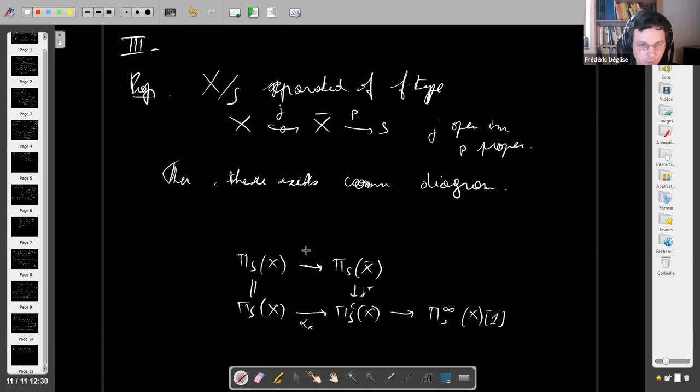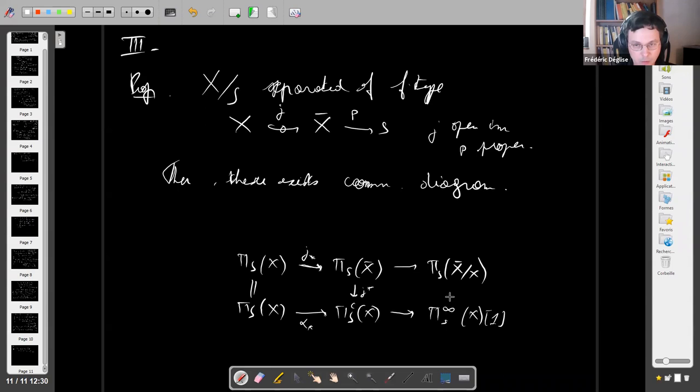So now I recall, I made a mistake. It's just j lower star because the homotopy type is covariant. And what you have here is what you usually call the homotopy cofiber, and this is usually denoted like this. So it's the stable homotopy type of X bar modulo X. It can be computed in K-theoretic terms if X and X bar were smooth.